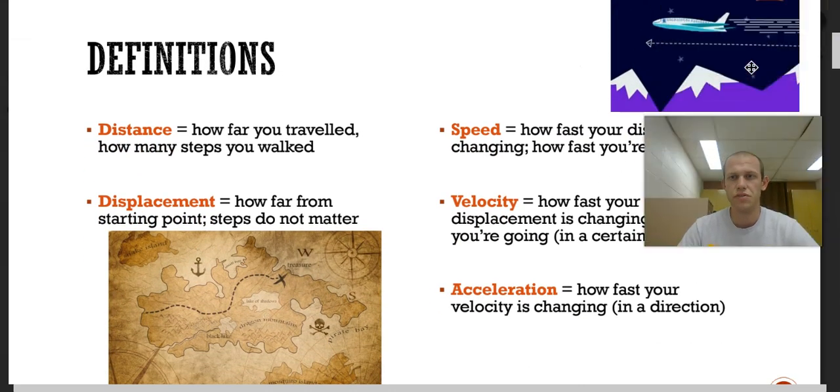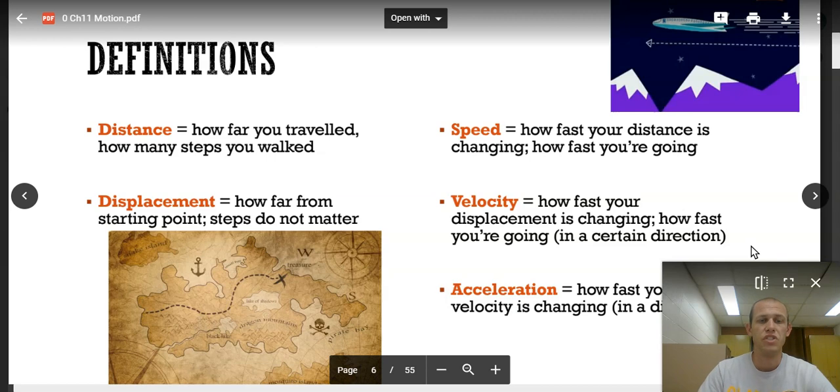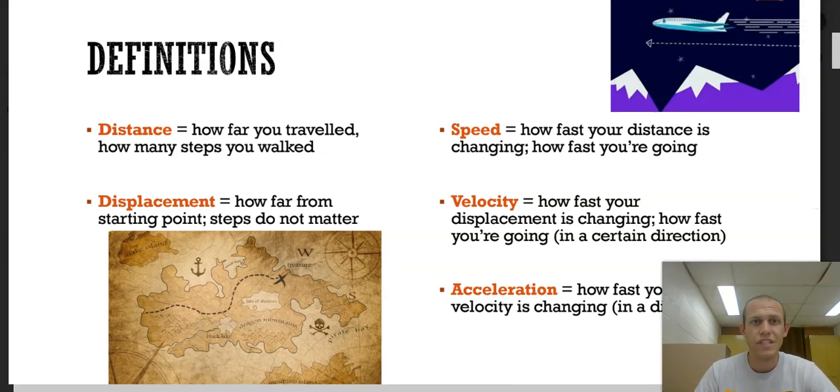Some more definitions for us. We just talked about distance, but I want to compare distance with another term, displacement. So distance is how long or how far you've been traveling. In other words, how many steps you took. How much would your phone register, or your Fitbit, or whatever it is. Displacement, on the other hand, is how far you are from your original starting point.